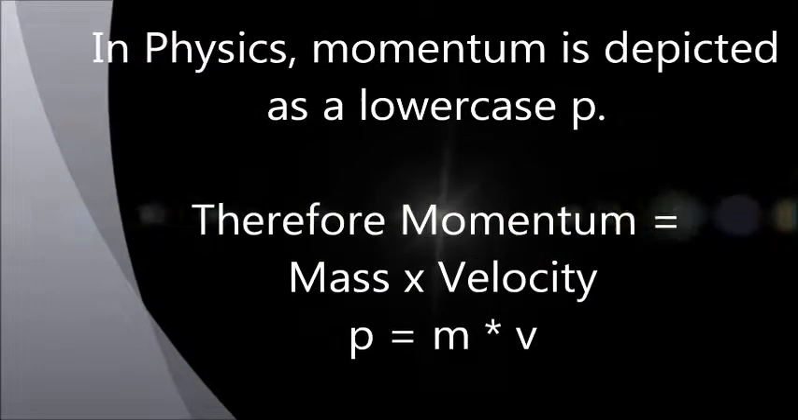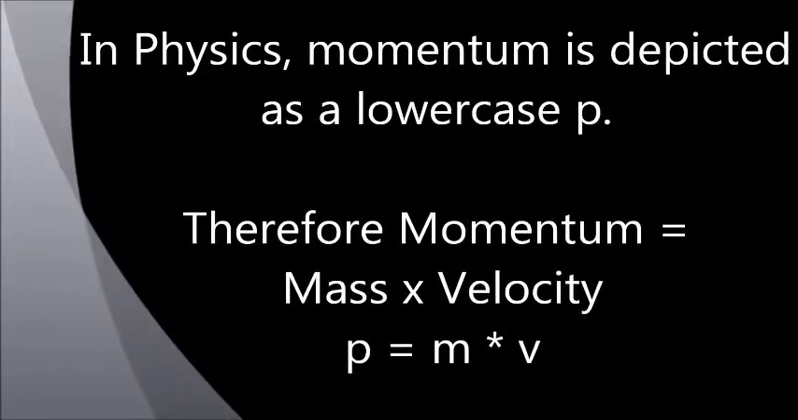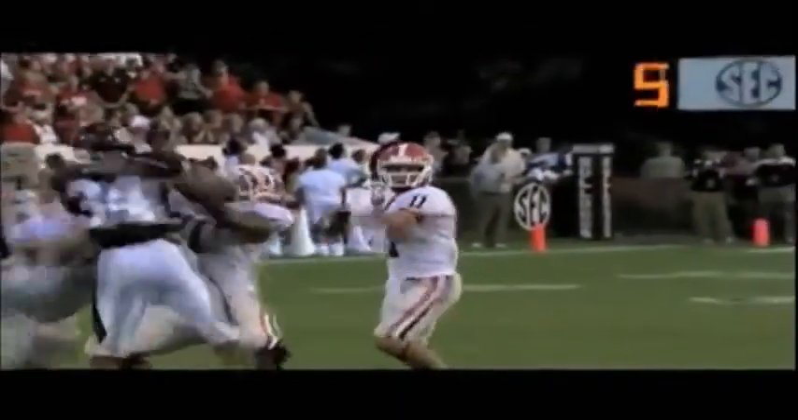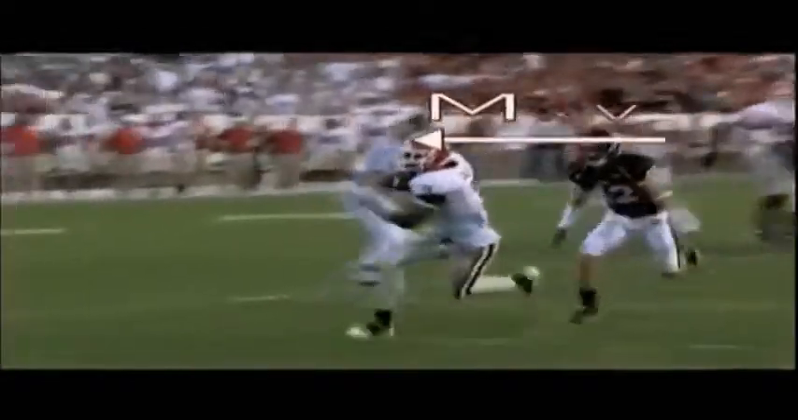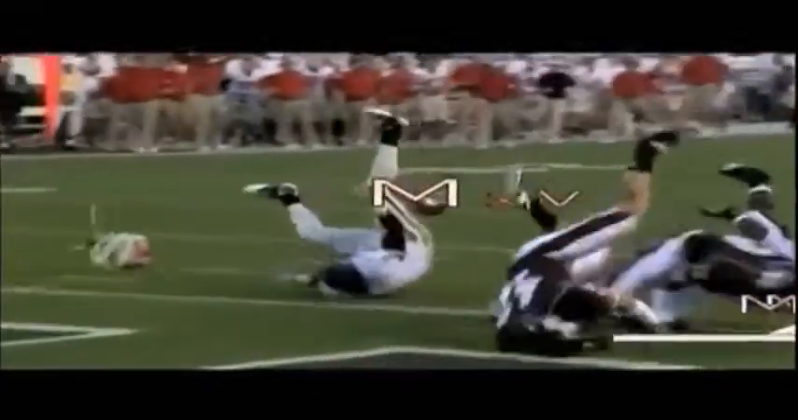Momentum is depicted as a lowercase letter p. Therefore, momentum, which is equal to mass times velocity, is p equals m times v. A change in a body's momentum may be caused by either a change in the body's mass or a change in its velocity. In most human movement situations, changes in momentum result from changes in velocity.